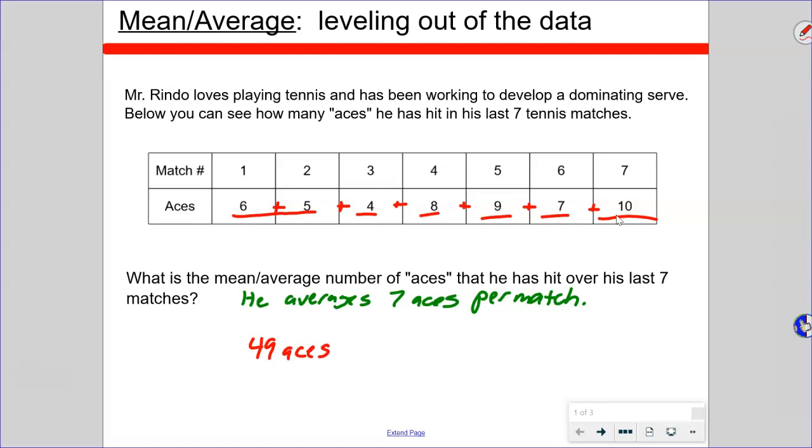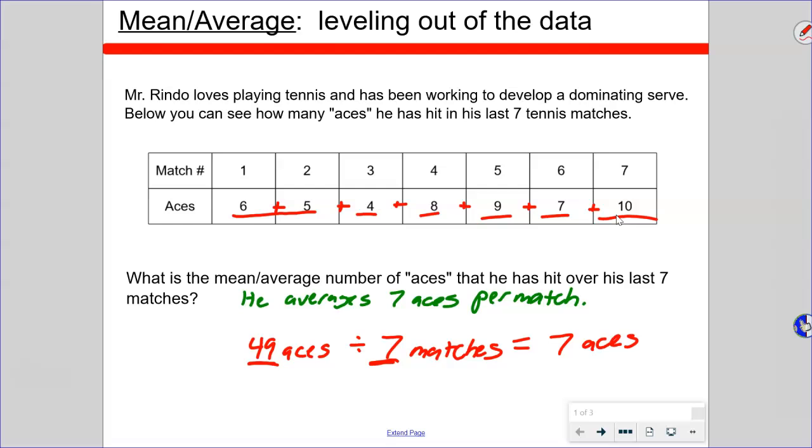But remember, guys, that if I just took all those aces and put them together, my goal is to level them back out. So now I've got to take all those aces and split them back up equally into the 7 matches. And what I think you guys can see is that if we take 49 and we divide it by 7, each match would still end up with 7 aces. So that is another way that you can take your data and you can level it out.